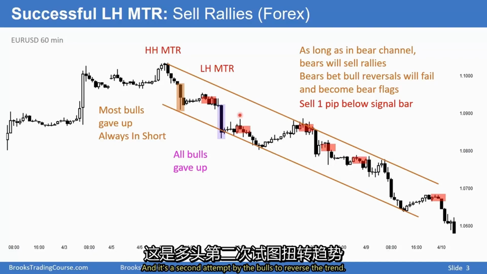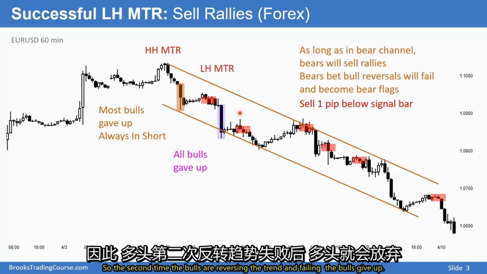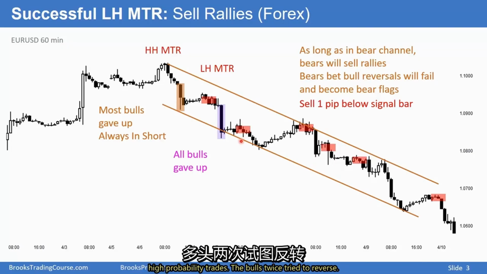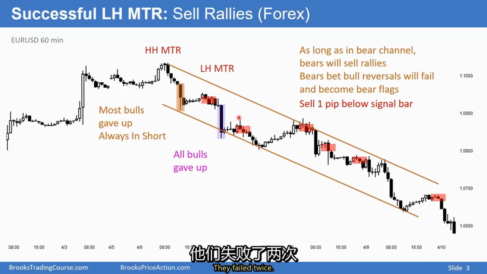And it's a second attempt by the bulls to reverse the trend. So the second time the bulls are reversing the trend and failing, bulls give up. That's one of the reasons why low twos in bear trends are so reliable, high probability trades. The bulls twice tried to reverse, they failed twice, they give up.